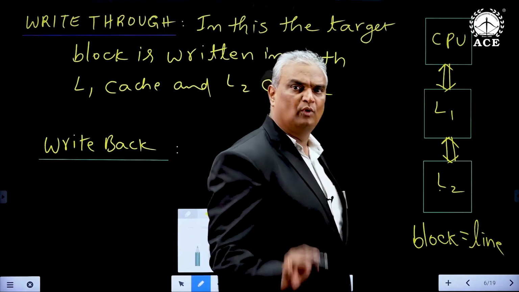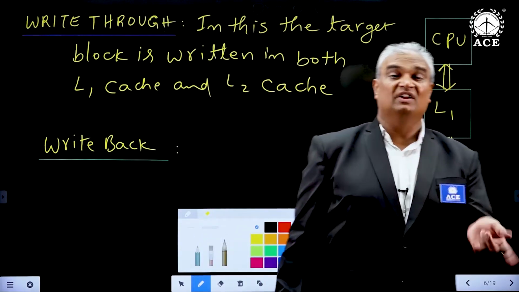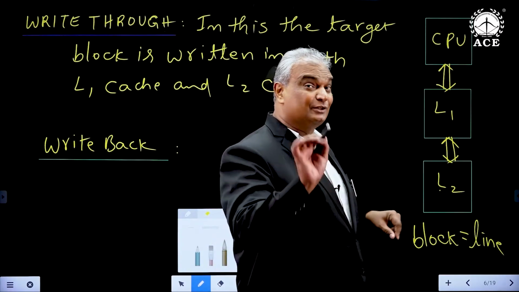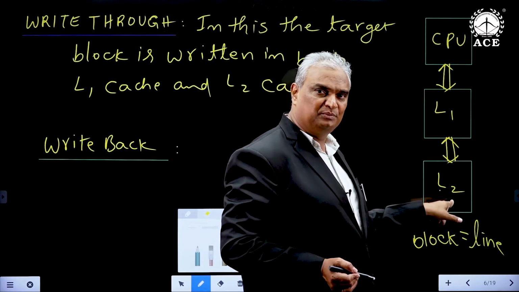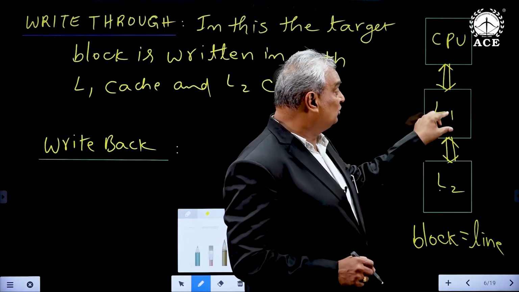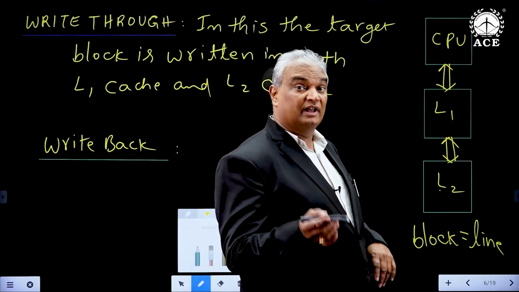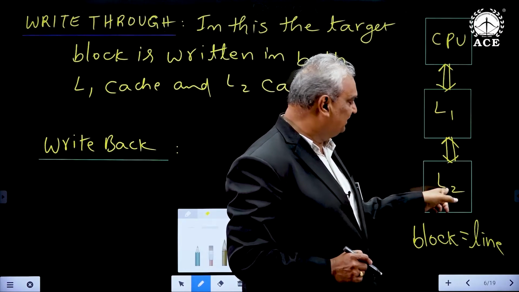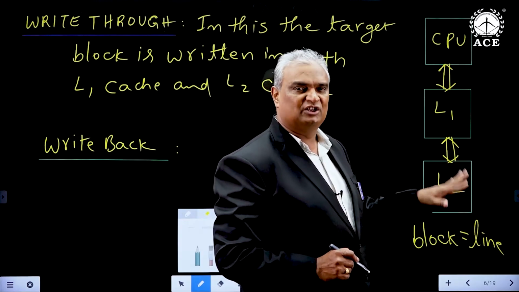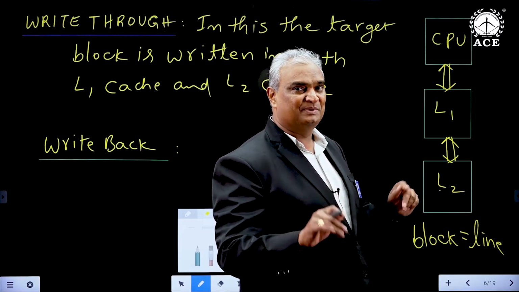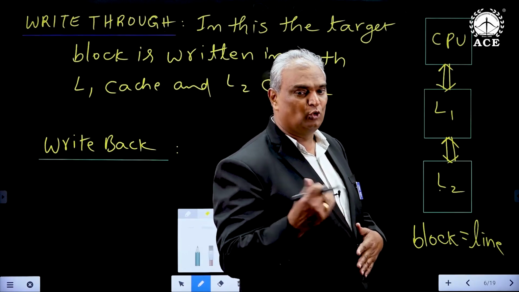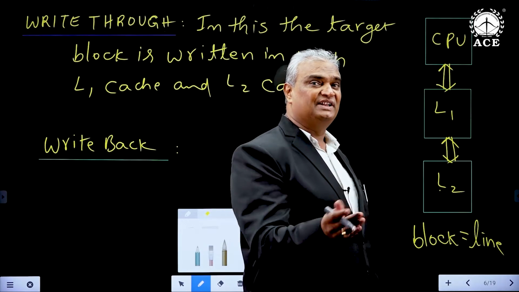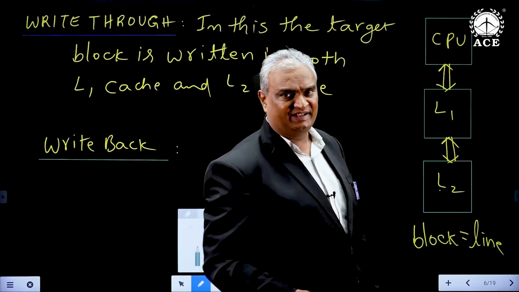In this, while performing the writing operation, first of all, the block is written only in L1 memory. Means the duplicate block is not available in L2. Whenever the processor wants to remove that block for accepting a new block, only then will that block be sent to the L2 next level. That's why no valuable memory space is wasted. Because of this reason, most designers use the write back technique.